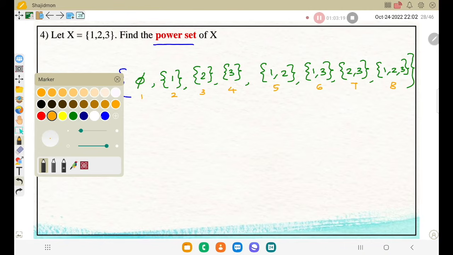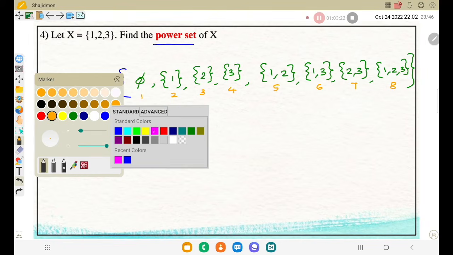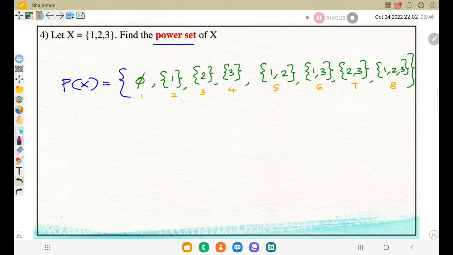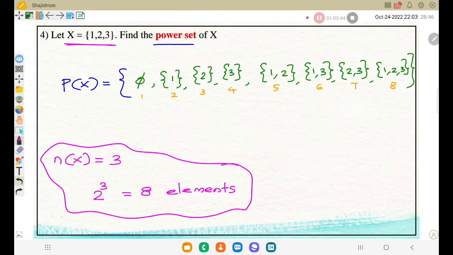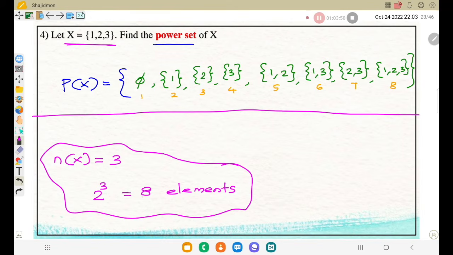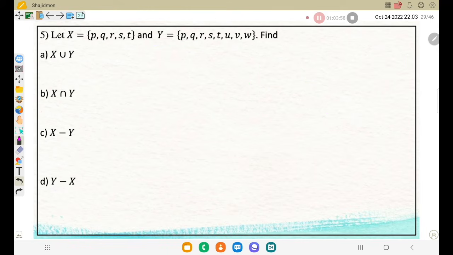Correct? We studied already how many elements are there in the power set. How are we doing it? You can see the number of elements of X. What is the number of elements of X? 3. We have 3 numbers only in this set. So how many elements will be in the power set? 2 power 3. That means 8. 2 power number of elements. That means 8 elements should be in the power set of X. So that is the answer. Power set of X we got. We can check like this: 2 power number of elements in this set. So 2 power 3, that is 8 elements. Hope you understood. Okay, now we will go to the next one.